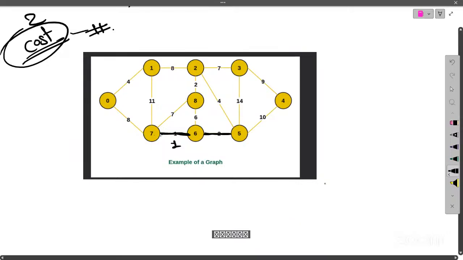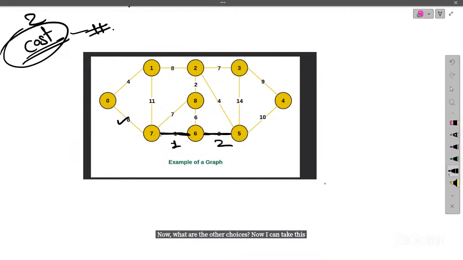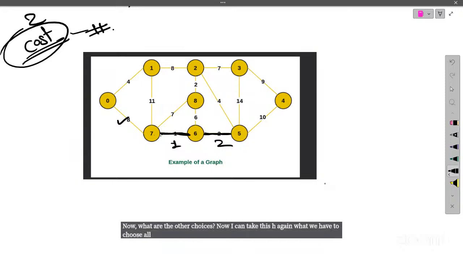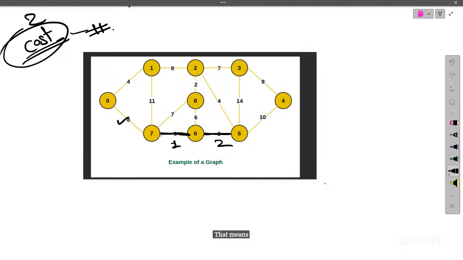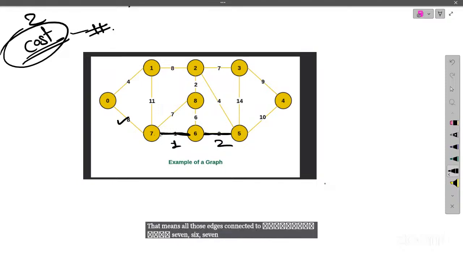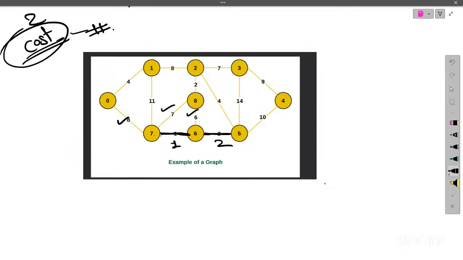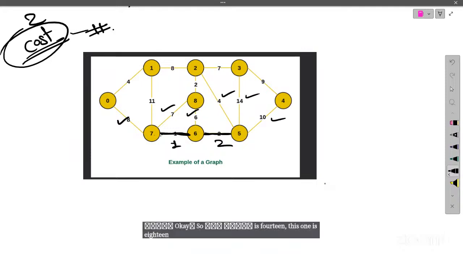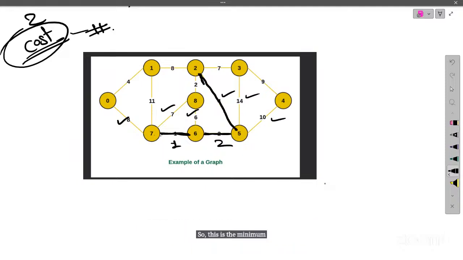Now what are the other choices? Now I can take this edge. Again, we have to choose all those edges which are connected to the required vertices. That means all those edges connected to vertex number 7, 6 and 5. For vertex number 7, those edges have weights 7, 8, 7, now 6. This one is 4, this one is 14, this one is 8, 10. Again, we have to consider the minimum. So this is the minimum. This will have weight 4.